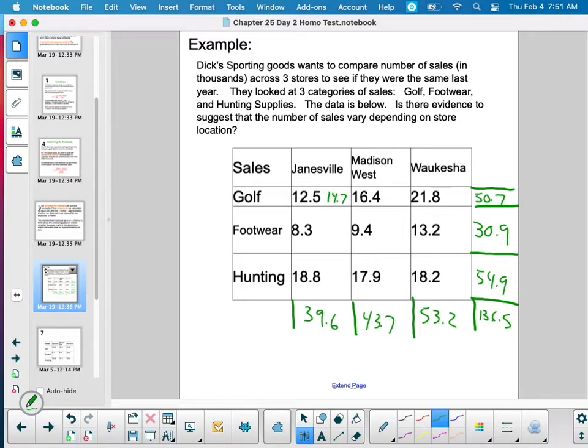So the expected value for Madison West golf would be 50.7 times 43.7 divided by 136.5. That's 16.23. And this is how we find our expected values. Yes, it's kind of a tedious process, but it does work.